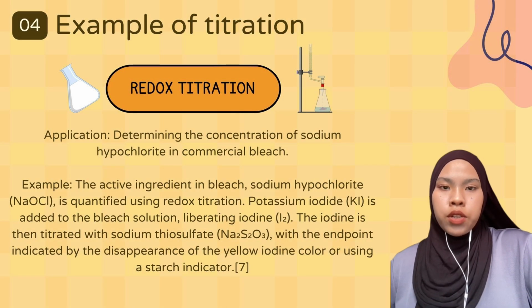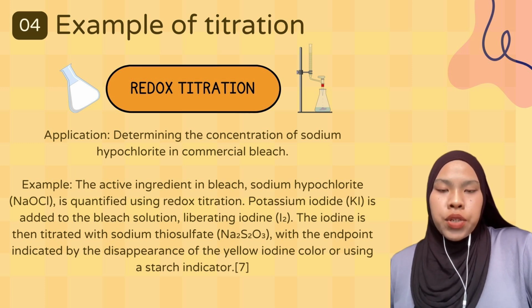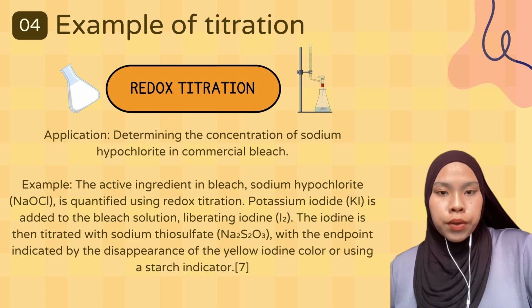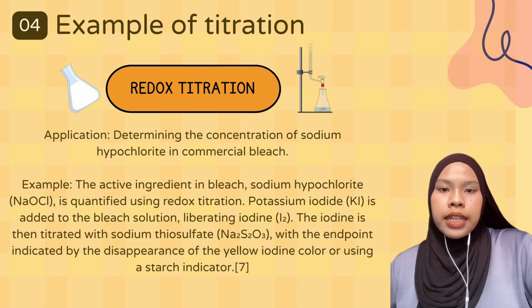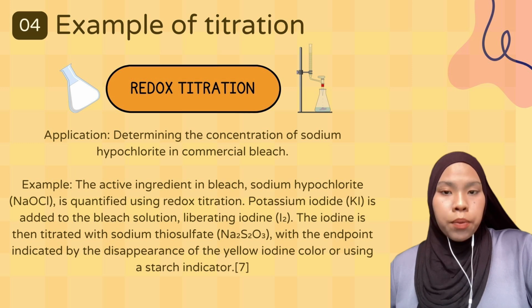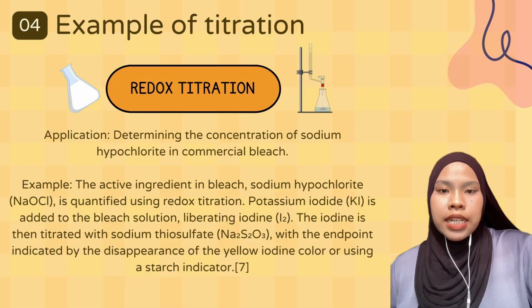Last one, redox titration. Redox titration is a type of titration based on a redox reaction between the titrant and the analyte. This titration is applied when determining the concentration of sodium hypochlorite in commercial bleach. The example is, the active ingredient in bleach, sodium hypochlorite, is quantified using redox titration. Potassium iodide is added to the bleach solution, liberating iodine. The iodine is then titrated with sodium thiosulfate, with the endpoint indicated by the disappearance of the yellow iodine color or using a starch indicator.